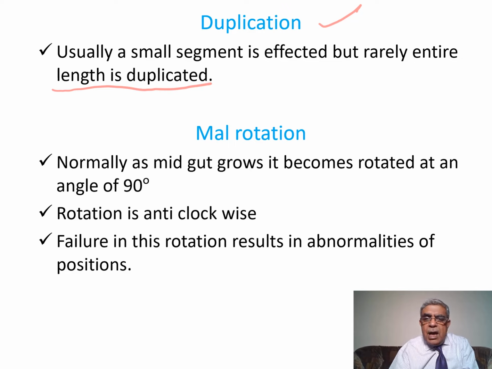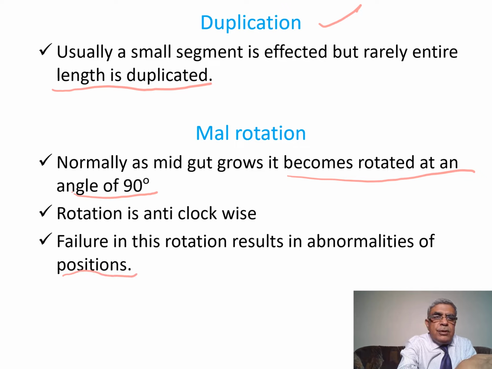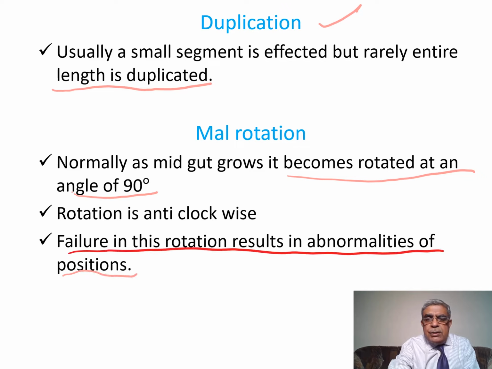Malrotation. Normally, as the midgut grows, it becomes rotated at an angle of 90 degrees. Rotation is anti-clockwise. An important point: failure in this rotation results in abnormalities of position.